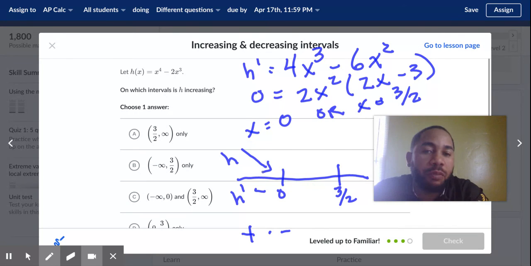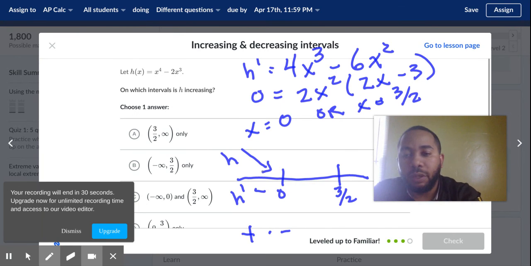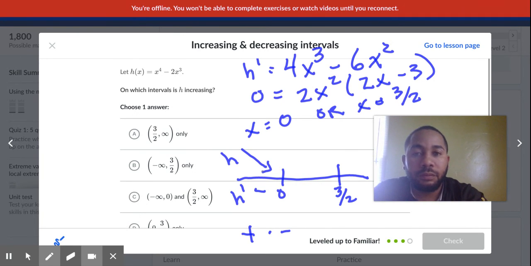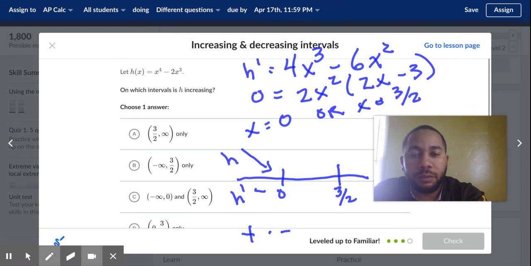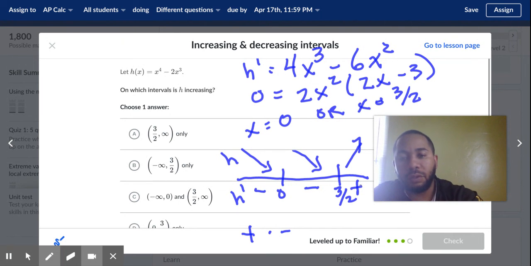Okay, let me pick a number like 1. If I pick 1, then I will have a positive on the outside, a negative on the inside. It'll still be negative. And if I pick some value greater than 2, I'd have a positive on the outside and a positive on the inside. So that thing is positive, it's increasing.